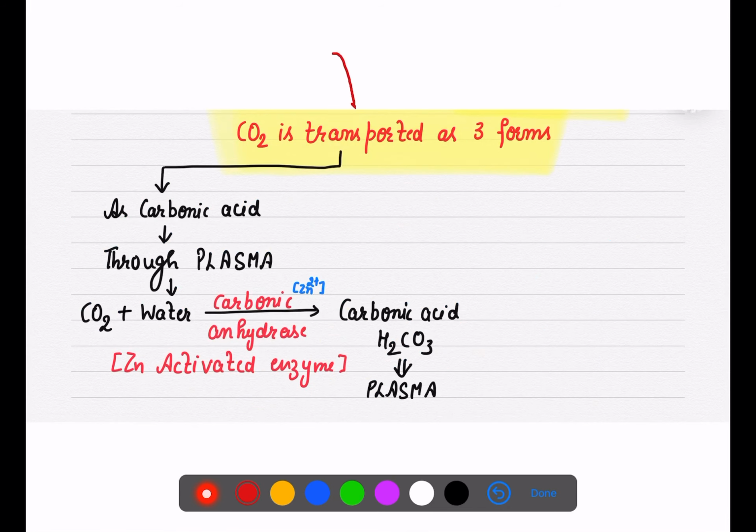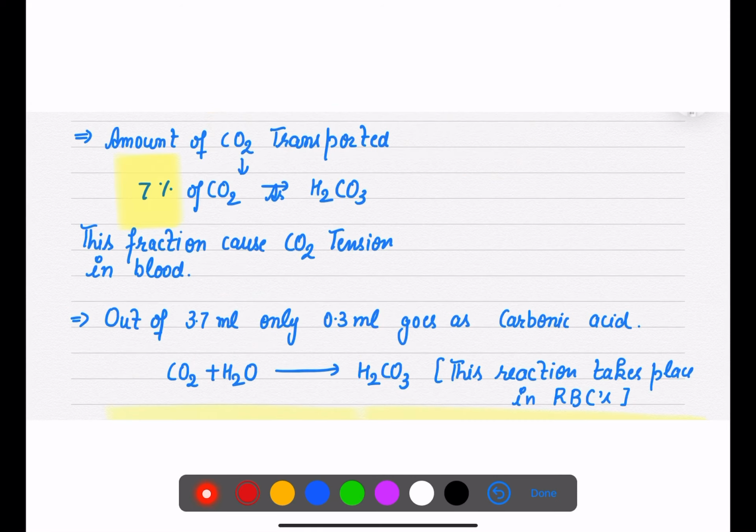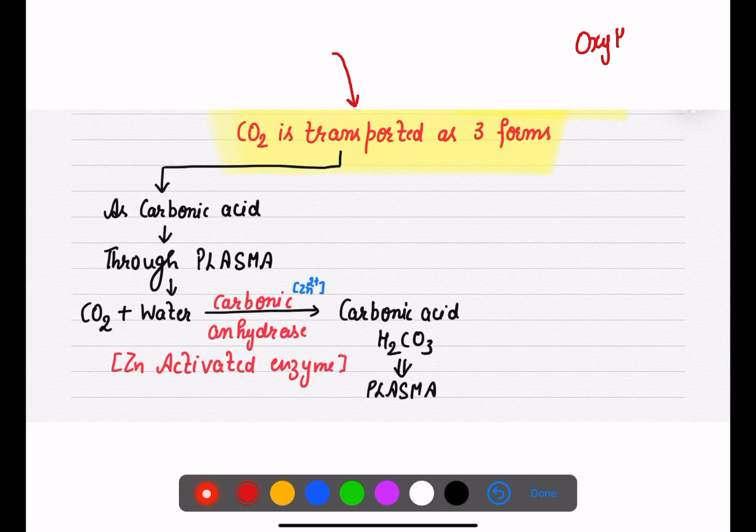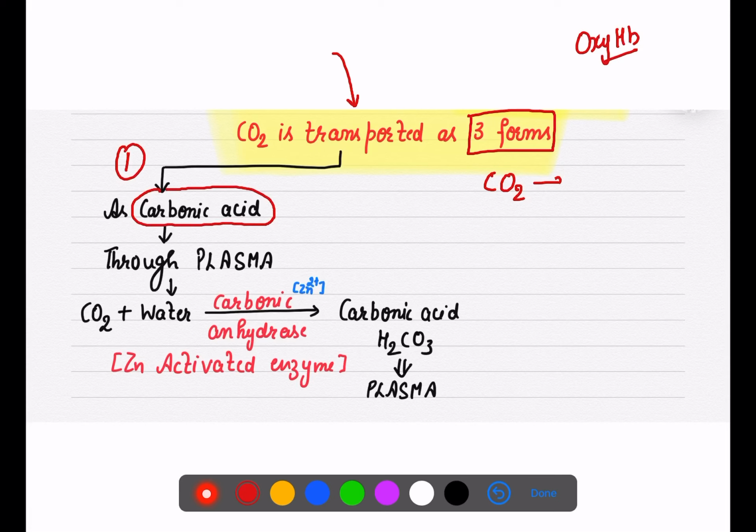Now we will see how CO2 is transported. In oxygen transport, we said there is the formation of oxyhemoglobin. In CO2 transportation, we always discuss three forms in which CO2 is transported. It is never transported as direct CO2; it changes into another form. The first form is carbonic acid, transported through plasma. CO2 first changes into carbonic acid, then it is transported by the plasma.